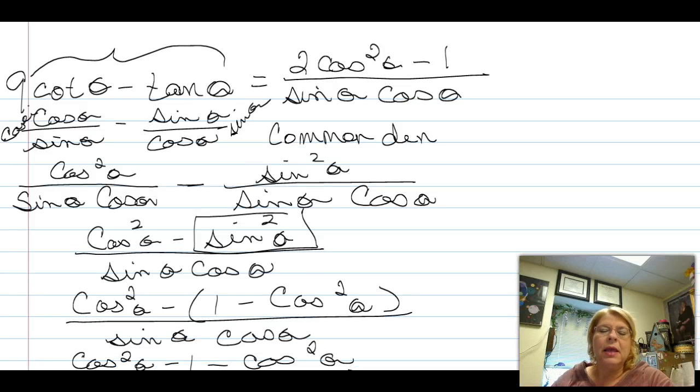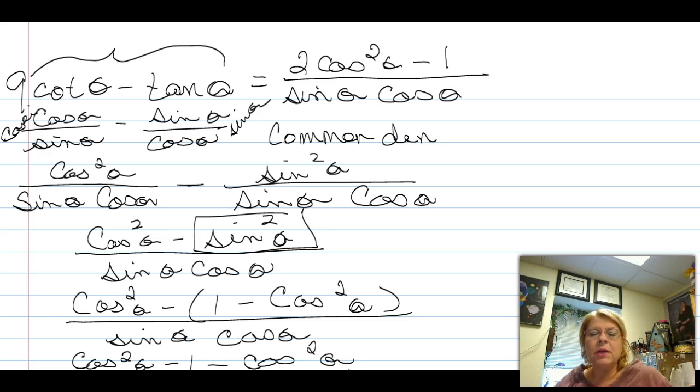Number 9 is cotangent theta minus tangent theta equal to cosine squared theta minus 1 over sine theta cosine theta. Because I have a cotangent and a tangent on this side, I'm going to work them and see where it takes me. I have cotangent is cosine theta over sine theta minus sine theta over cosine theta. Common denominator again is sine theta cosine theta, which means I multiplied the first one by a cosine. So I get cosine squared theta in the numerator. Again, the common denominator is sine theta cosine theta, and that gives me a sine squared.